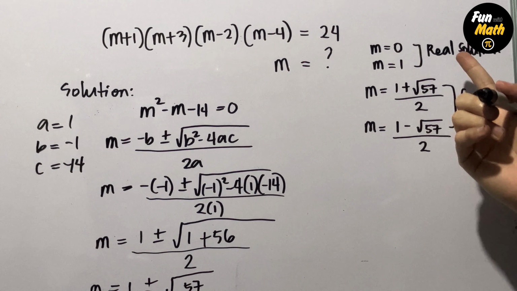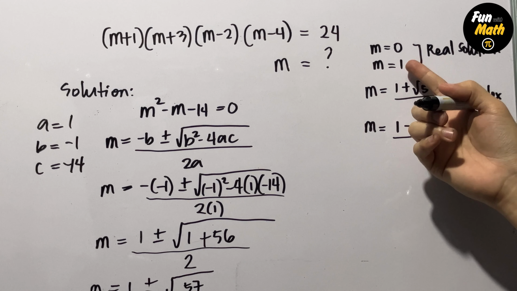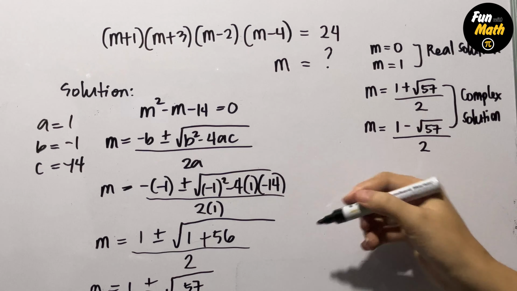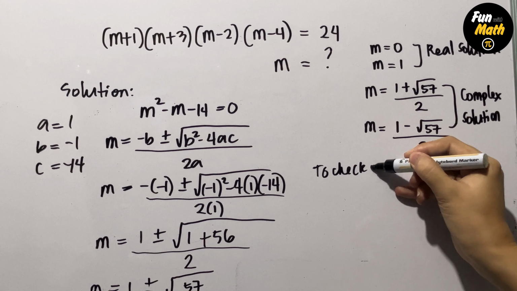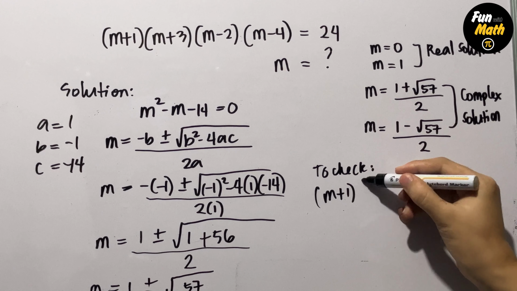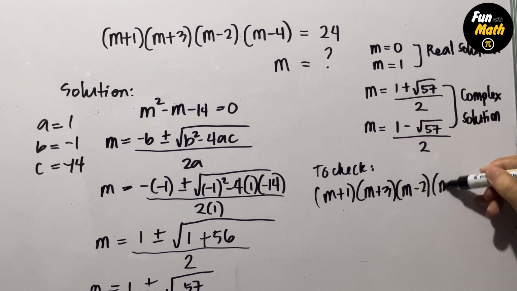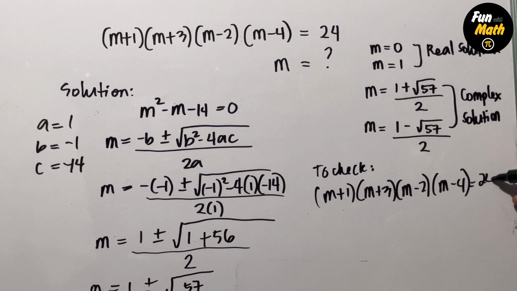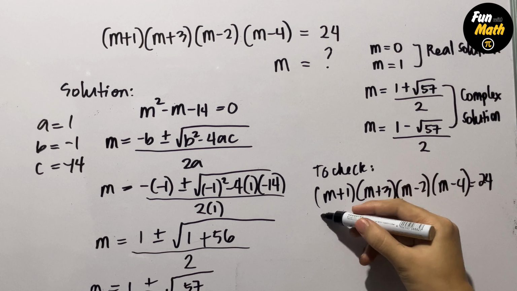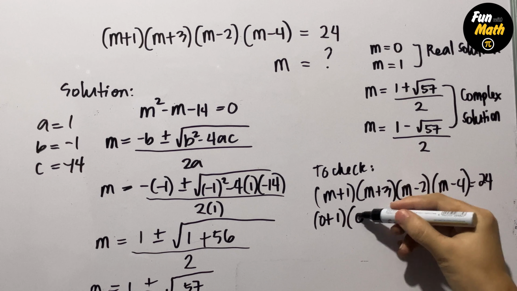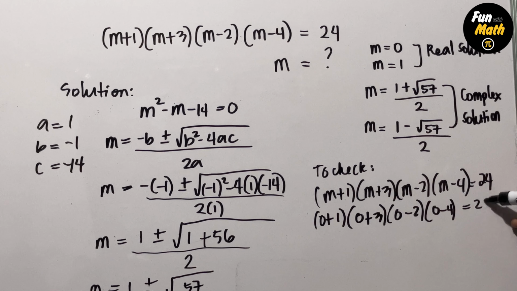Now, for the real solutions, we have 0 and 1. We can use these to check or verify our answer. So let's go back to the original equation. To check, m plus 1 times m plus 3 times m minus 2 times m minus 4 is equal to 24. Now substitute m is equal to 0. So this is 0 plus 1, then 0 plus 3, 0 minus 2, and 0 minus 4 is equal to 24.